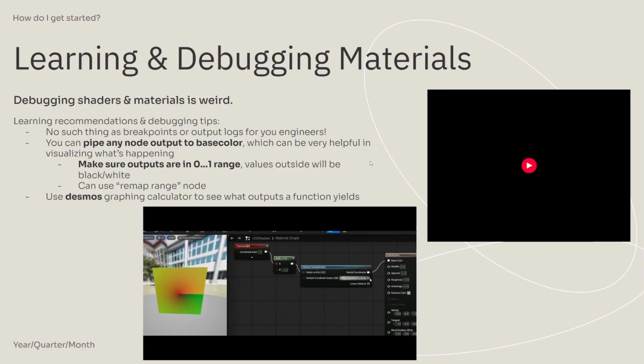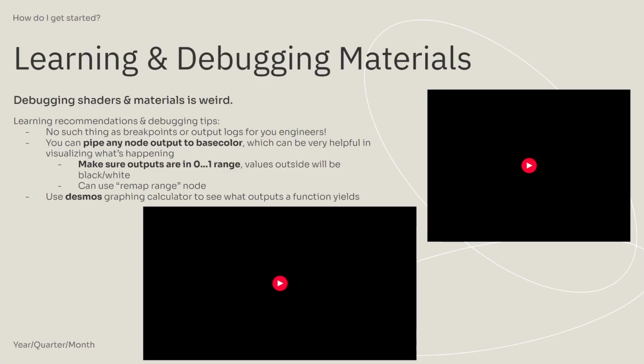So one thing with materials that had me stumbling a lot for a while is how the heck do you actually figure out what's going on in a material? If you're an engineer, you might be like, oh, just put a breakpoint in your material. You can't do that. Your material is being run on every pixel. It would be crazy to put a breakpoint in there, and it's just not supported. You can't put an output log because you just don't have the same debugging tools available to you. So you have to do other things.